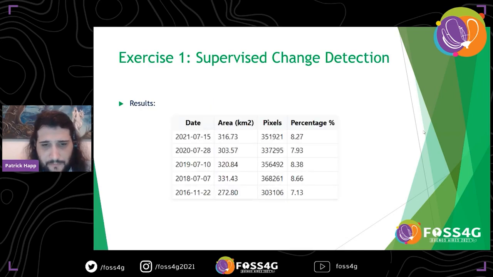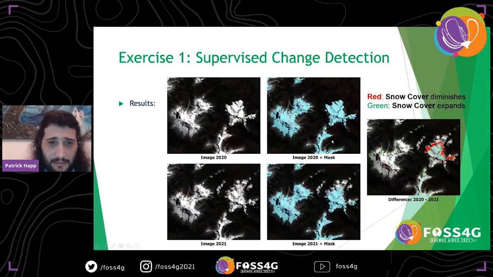So here are some results, a summary where we are calculating and measuring how many pixels are related to the ice for each year. And here we can also see the image and the generated mask for each year. Here are just two examples of how we can do the change detection. The red polygons here are where the snow cover is diminishing and the green ones are where snow cover is expanding.